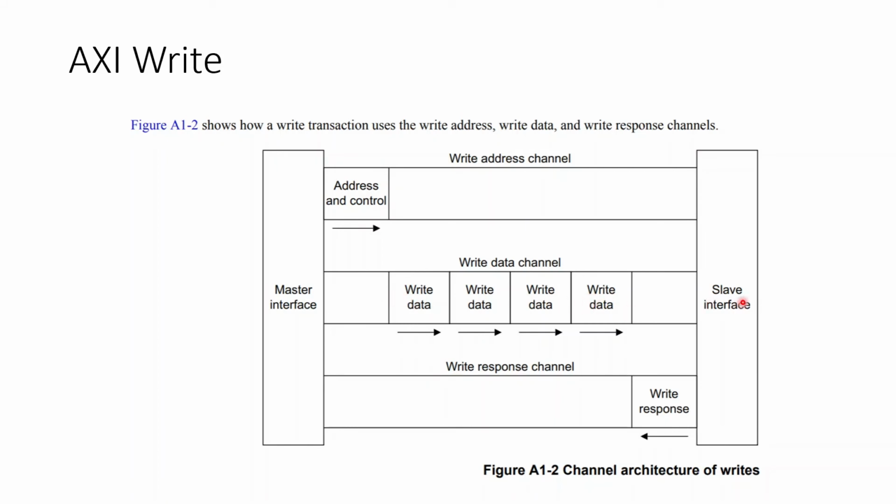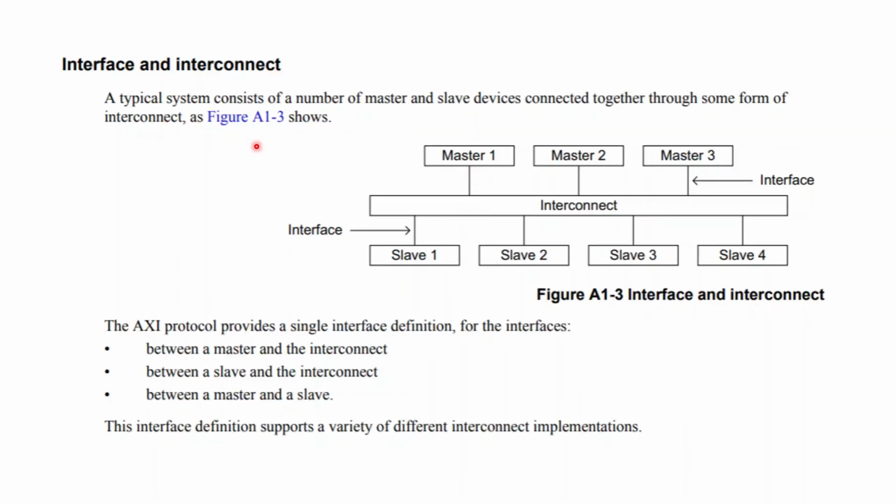Then once this is done, the slave interface will send the write response back to the master interface, just like an acknowledgement signal. This is via the write response channel. All these are independent channels, thus offering a much higher bandwidth and low latency.